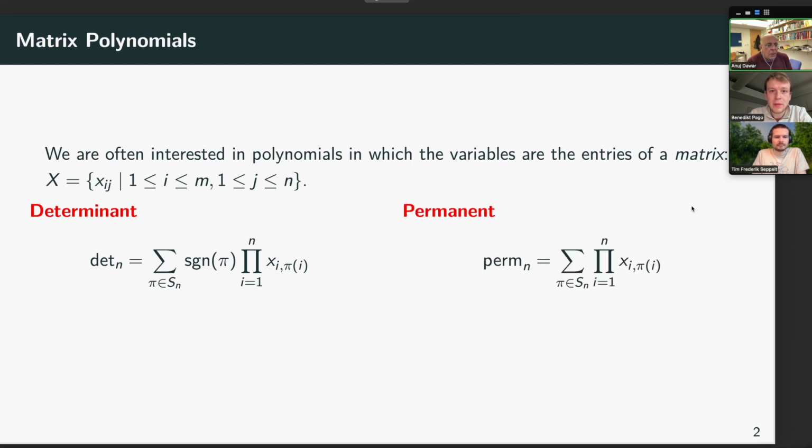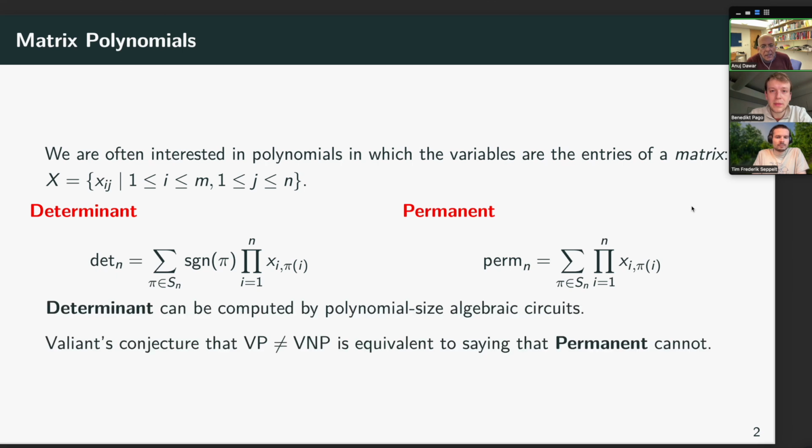And another classic one we consider is the permanent. So the permanent of an n by n matrix looks just like the determinant, except we've dropped the signs. So it is the unsigned sum of the permutation monomials. And here again, this expression is of size n factorial. We can do better than that, but the only known expressions we have are still of exponential size. I've just said this. The determinant can be computed by polynomial size algebraic circuits.